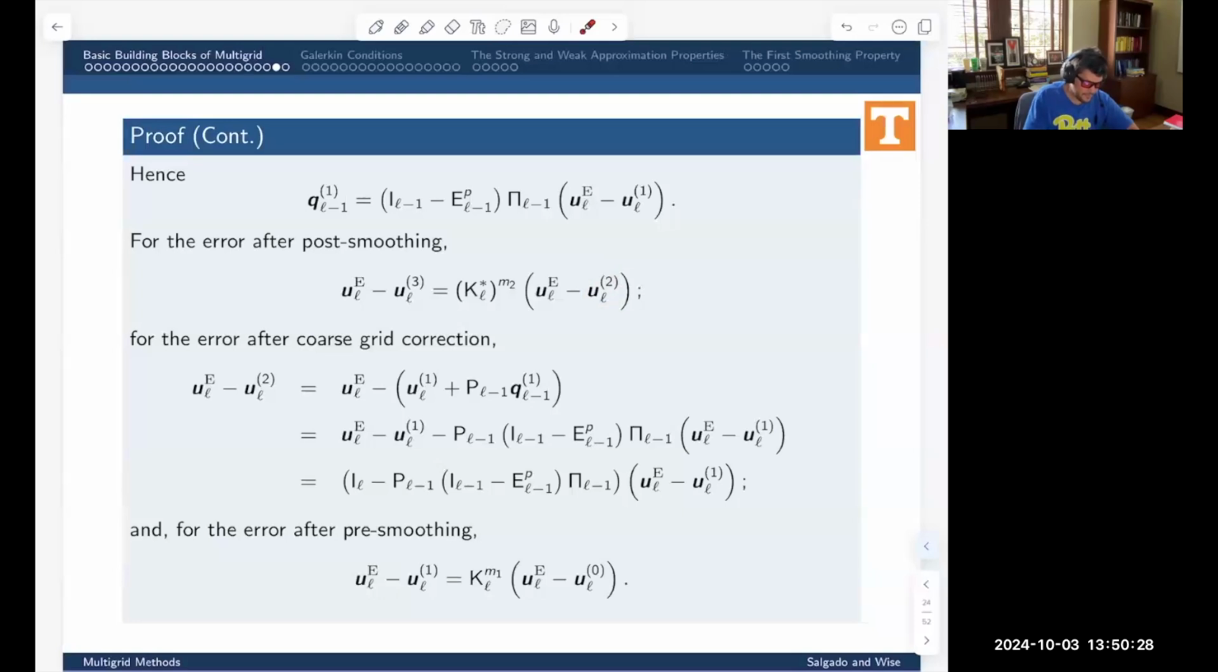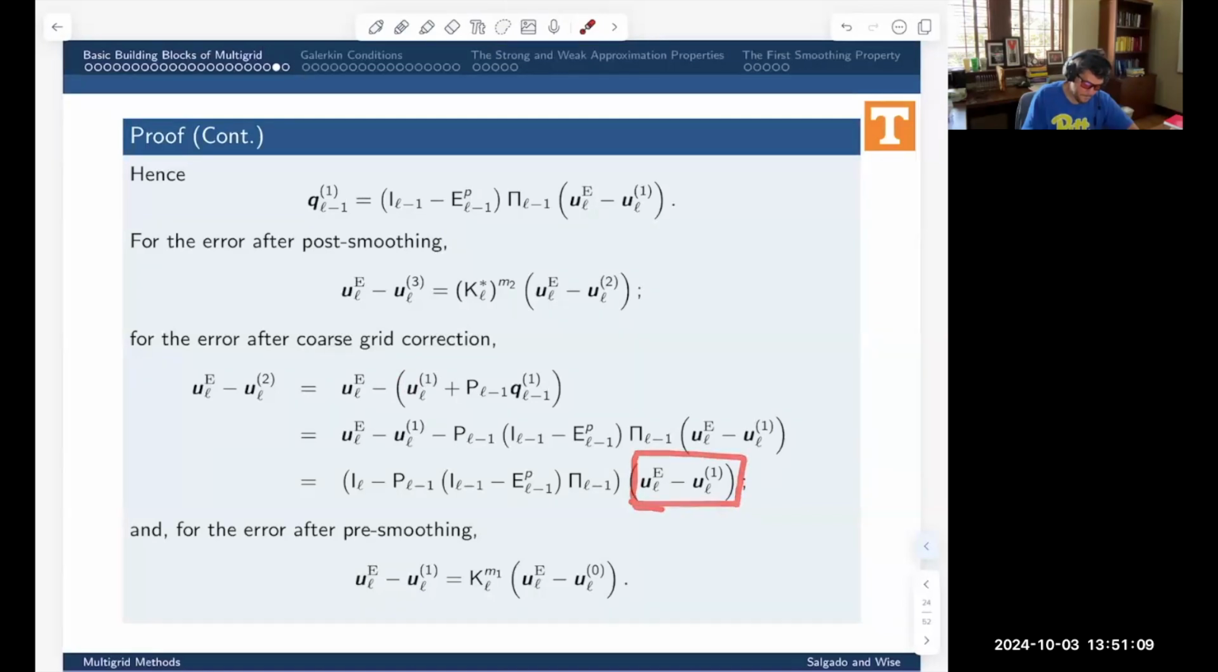For the error after the coarse grid correction step, what is that? That is ultimately equal to the true solution minus this guy here, which is defined as the previous best guess that we had after pre-smoothing plus the coarse grid correction. So this is the prolongation applied to the coarse grid correction that we just computed here. Now we're going to take that and dump it into there, and then do a little bit of algebra. We're going to see that we have the error appearing twice. We're going to use the distributive property to pull that error out.